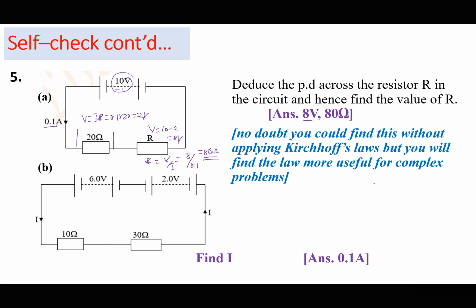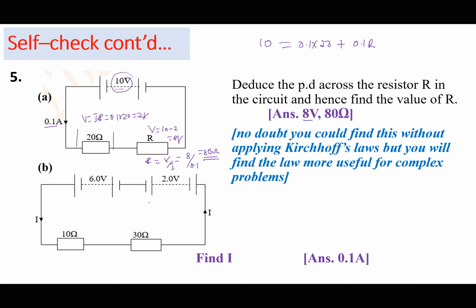I could have used Kirchhoff's law, by the way, here in this equation, and I find the answer. If I put in a loop, the sum of PDs is going to be 10 volts. I mean the sum of EMFs is 10 volts. Sum of PDs is going to be 0.1 times 20 plus 0.1 times R. That would give me the resistance, of course, as 80 still.